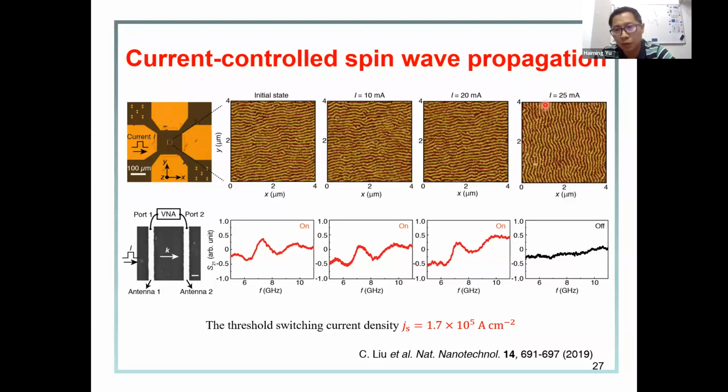But if we apply current up to about 25 milliamp, suddenly the stripes switch about 90 degrees, perpendicular to the current direction. And if we now probe the spin wave transmission, the transmission signal decreases dramatically and almost cannot be seen. And interestingly, this critical current we use to switch or reorient the domain stripe alignment is only about 1.7 times 10 to the 5 amp per centimeter squared. This is quite low compared to a conventional spin transfer torque critical current density.